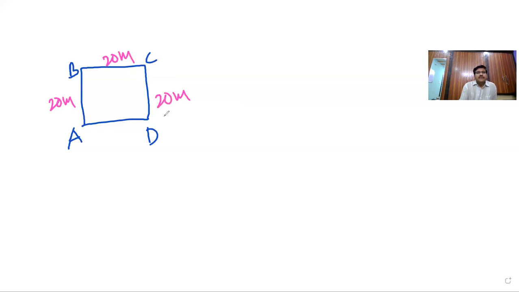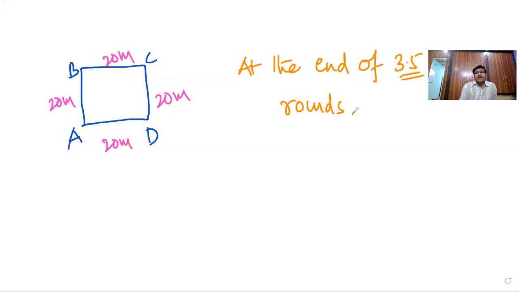Okay, now come to the field. This is the field, a square field A, B, C, D. All sides are 20 meters. Now, at the end of 3.5 rounds, we require the displacement. We want the displacement. Clear?